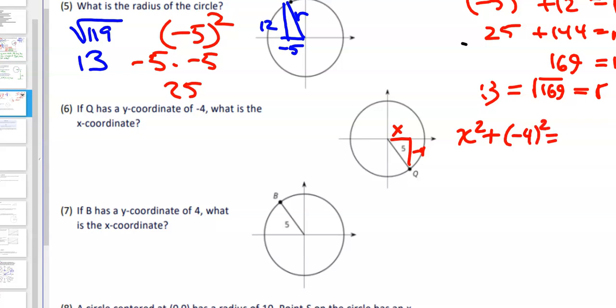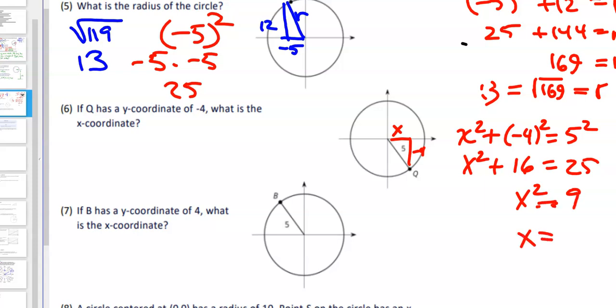I'm going to make sure that the -4 is in parentheses, otherwise you will get a negative answer where the answer actually is positive. So x squared is equal to 9, so x is equal to plus or minus 3. Since we are in the fourth quadrant, x is positive here, so the x coordinate will be positive 3.